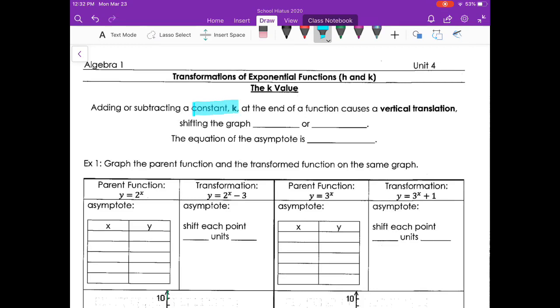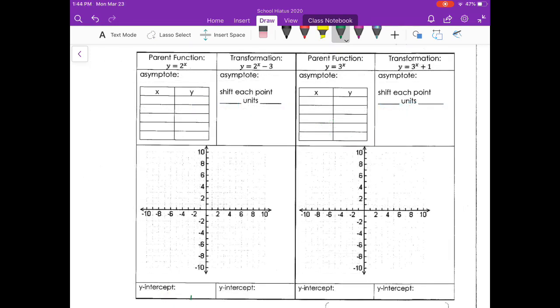Yesterday we talked about graphing exponential functions. Today we're going to talk about transformations of exponential functions. When we add a constant k to the end of an exponential function, it creates a vertical translation, shifting the graph up or down. The equation of the asymptote is y equals k. Let's look at a couple of examples.